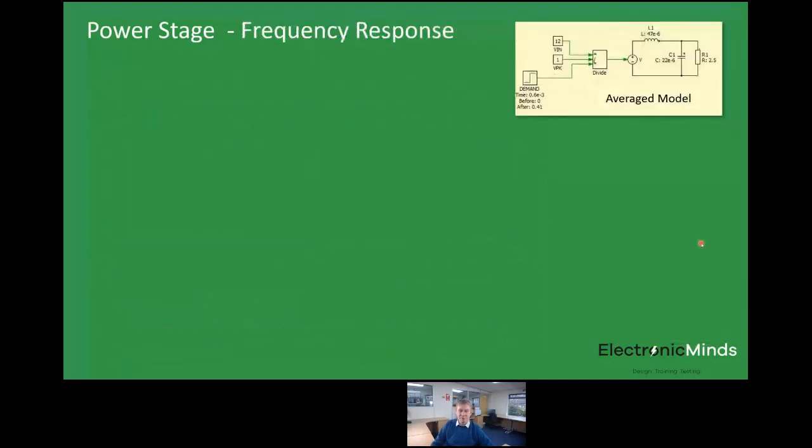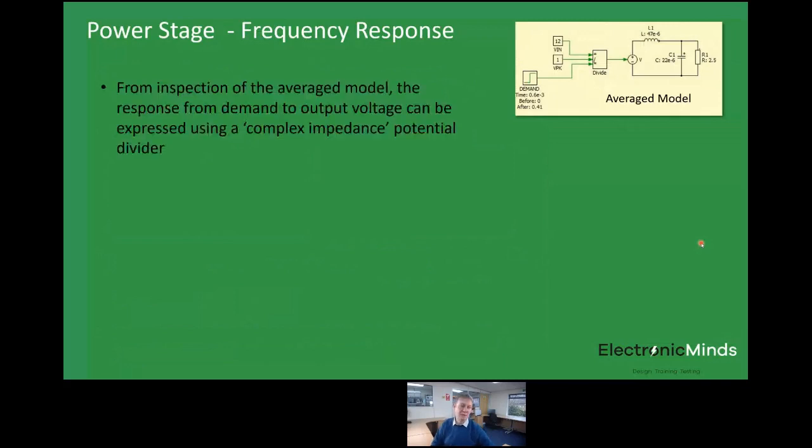Okay, so the frequency response behavior of that particular model. Let's take a look. In this particular converter, the buck converter is quite a nice one, because you can just inspect the behavior of that and literally write down the complex transfer characteristics of this, using the fact that it's essentially a complex impedance potential divider.